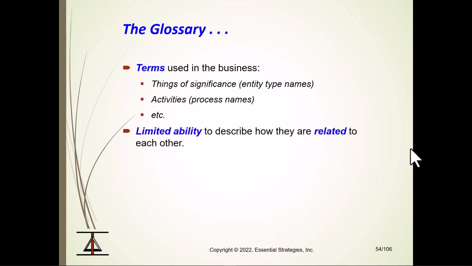An enterprise's glossary is a catalog of the terms used to carry out its business. For example, it might be a thing of significance to the enterprise, for example, an entity type name, or it could describe an activity, then it would probably be a process name, or it could be about something else entirely. Now, the glossary document has a limited ability to describe how things are related to each other. This is pretty much limited to simple references like see also.